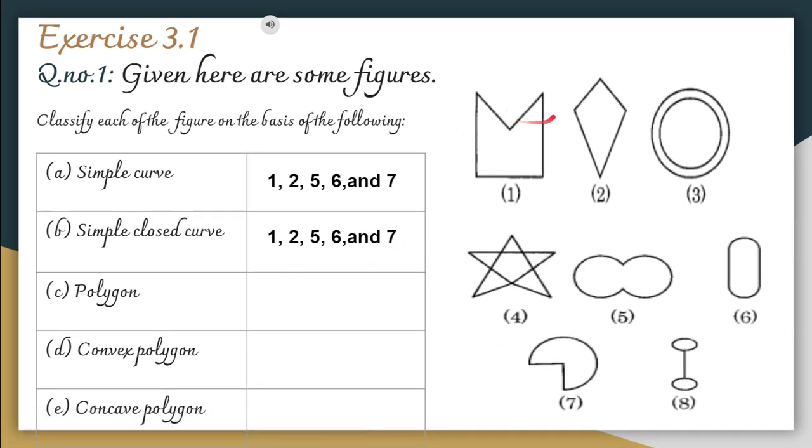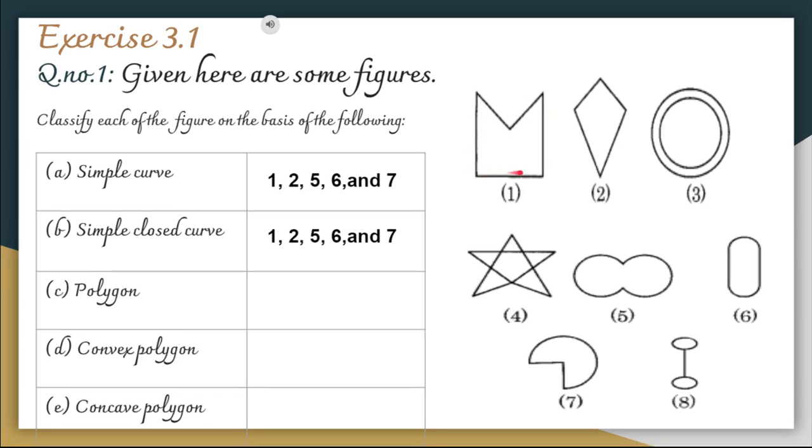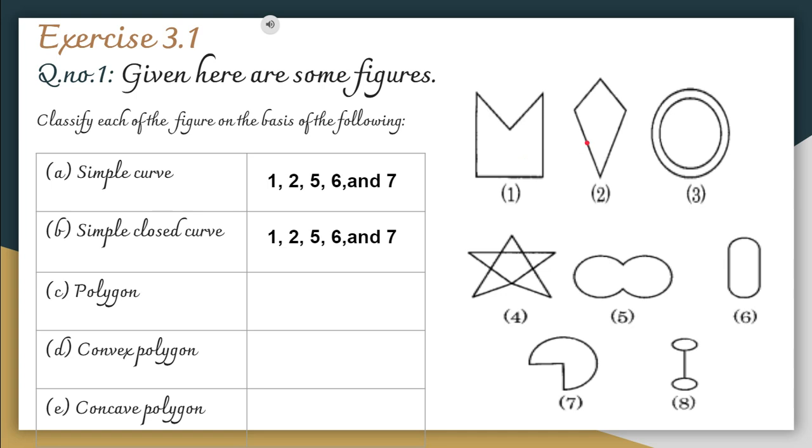Polygon means it's a simple closed curve made up of line segments, isn't it? So first one, yes, it's a simple closed curve and it is made up of line segments. Second one, that's also yes, it is also a simple closed curve and it is made up of line segments. Third one, no. Fourth one, yes, it's also a closed curve and it is made up of line segments. It is having area, isn't it?